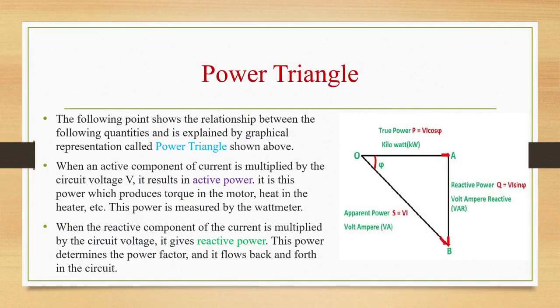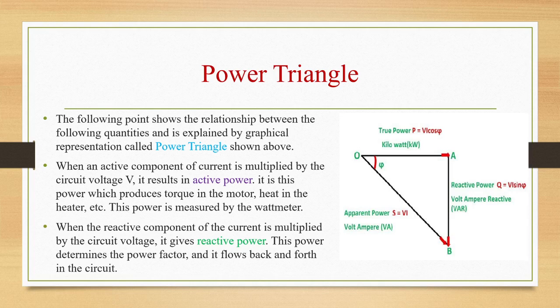The following points show the relationship between these quantities, explained by a graphical representation called the power triangle, as shown in the figure. When the active component of current is multiplied by circuit voltage, it results in active power. It is this power which produces torque in the motor and heat in the heater, and it is measured by a wattmeter.